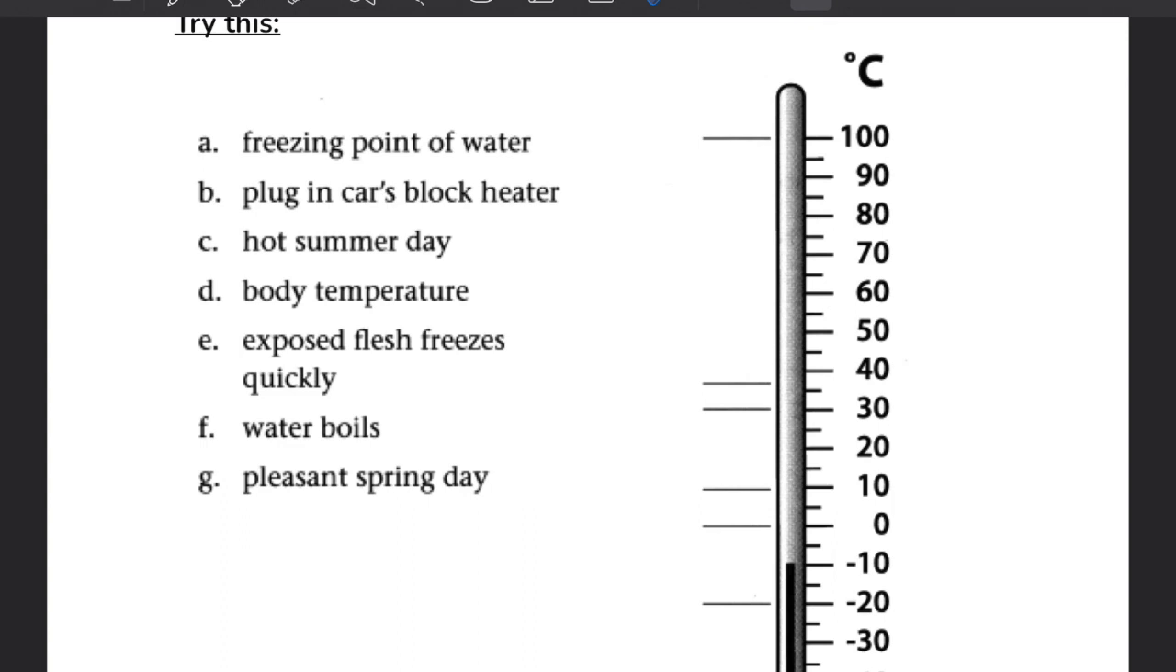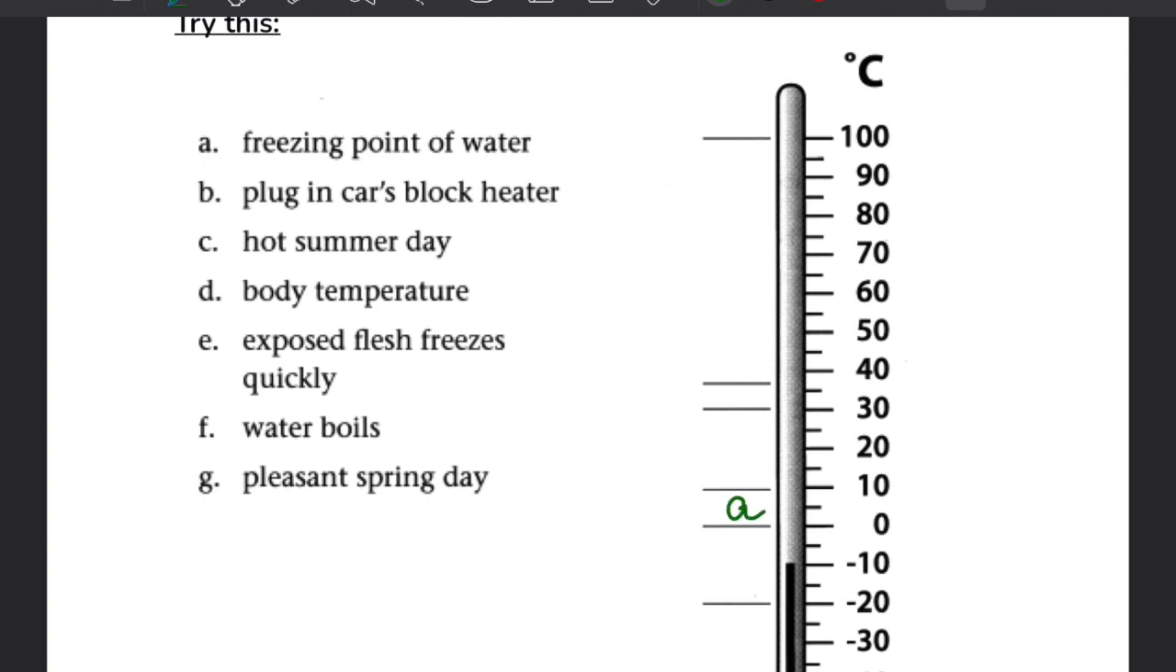So let's have a look at the temperatures that we have to match. We have -40, -20, and 0. These are below freezing, and 0 is the freezing point of water. And then we have 10 degrees, 30, this is about 36, 37 maybe, and then 100. So the first one we need to match is the freezing point of water. This one is definitely 0 degrees, so I'm going to put A here.